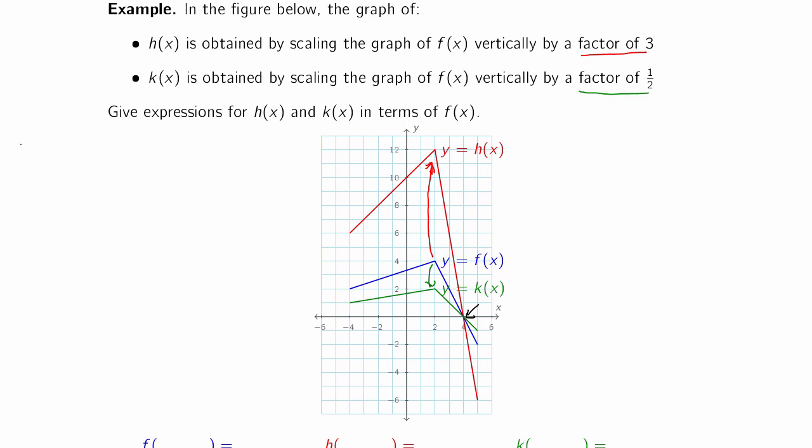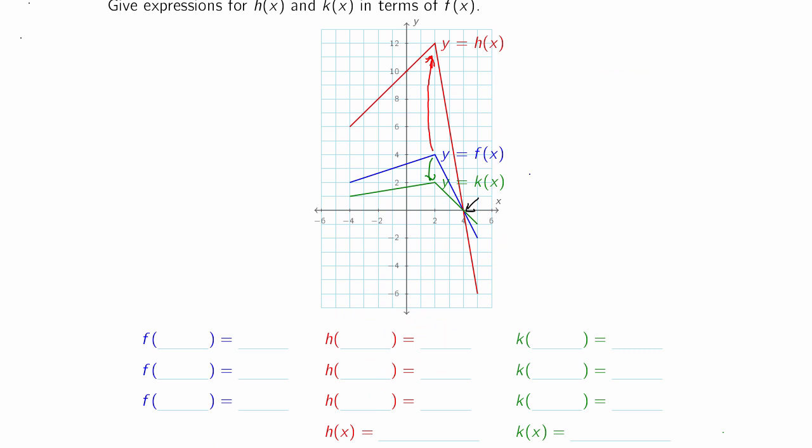Okay, so again, we're going to look at this graph and look at what happens to the key points on the graph of f and see if we can figure out what's happening in the actual expression for these functions. So looking first at the graph of our original function f, we have -4, 2. So f of -4 is 2. We have 2, 4. So f of 2 is 4. And we have 5, -2. So f of 5 is -2.